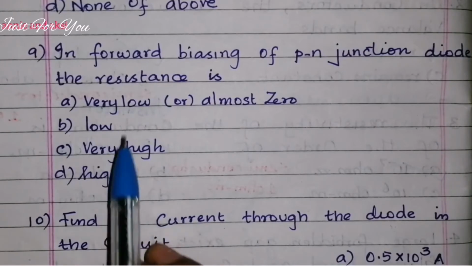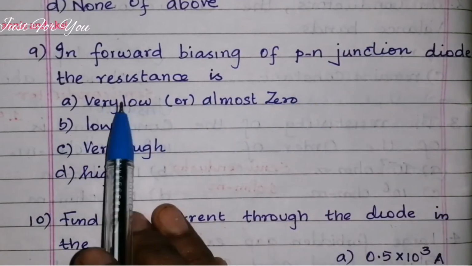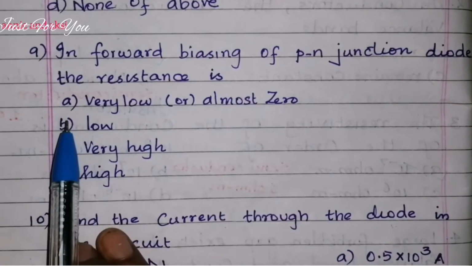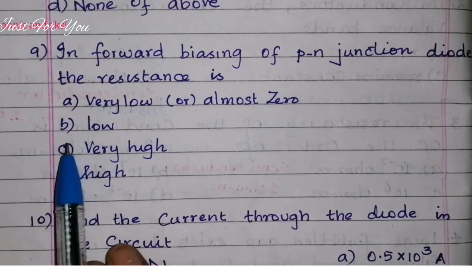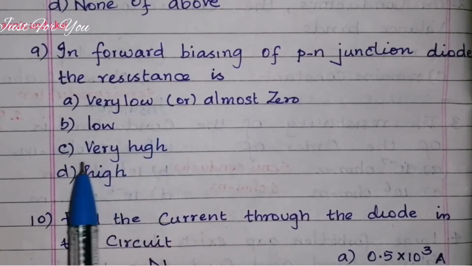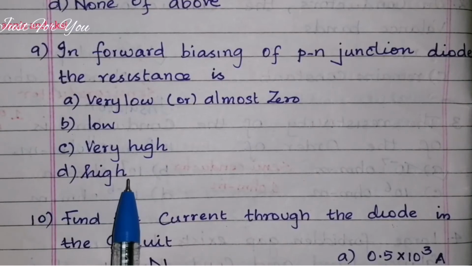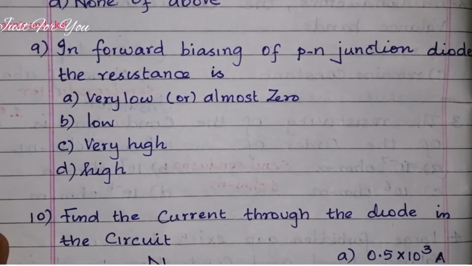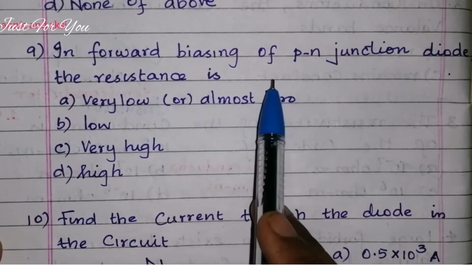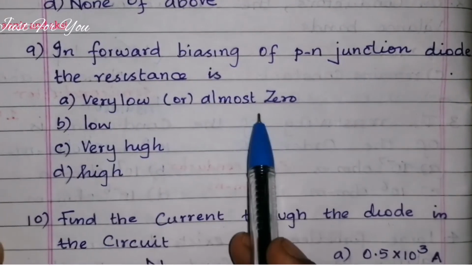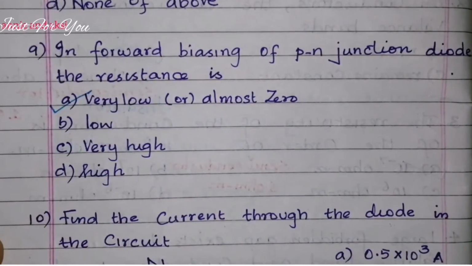Next question. In forward biasing of PN junction diode, the resistance is. Options are A. Very low or almost zero. Option B. Low. Option C. Very high. And option D. High. The correct answer is, in forward biasing of PN junction diode, the resistance is very low or almost zero. This is the right answer.